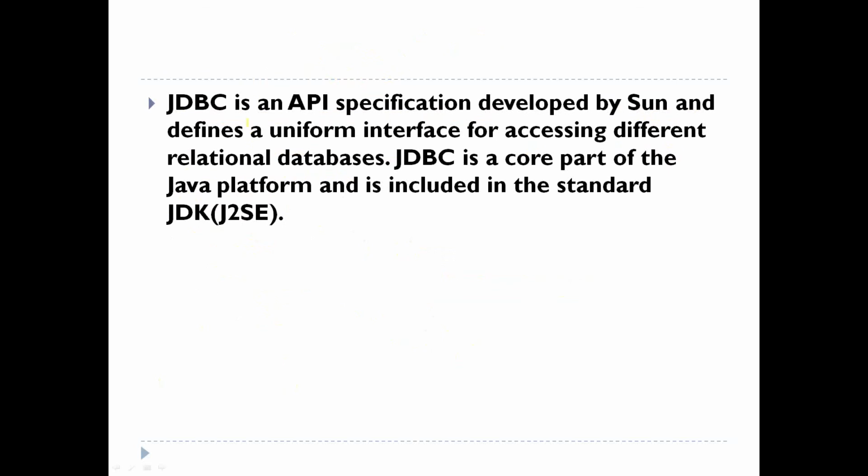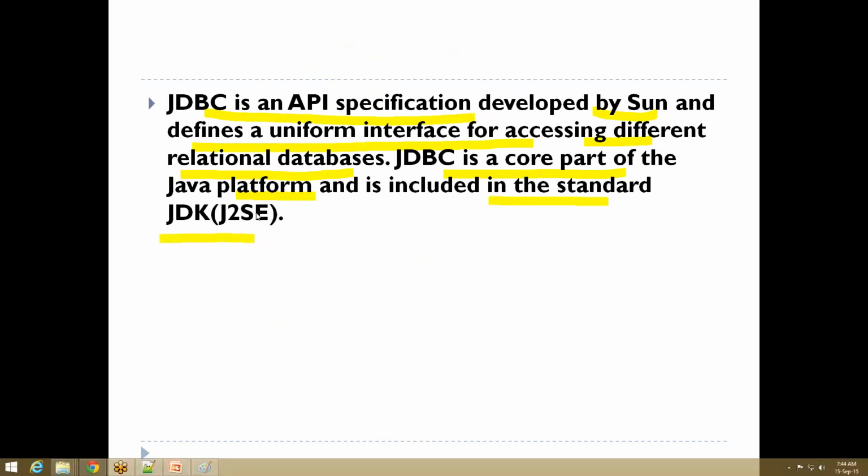Moving ahead. What actually is JDBC? This is another definition. So JDBC is nothing but API specification developed by Sun Microsystem. Now it is by Oracle. Defines a uniform interface for accessing different relational databases. So relational database, relation is nothing but table. So database is arranged in the form of tables. That is the reason we are telling as relational databases. JDBC is core part of Java platform and is included in JDK.